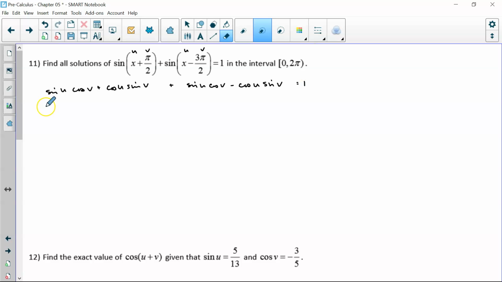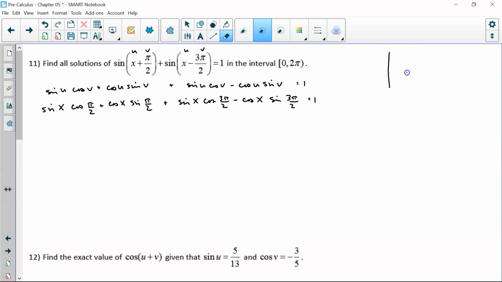So it's going to be for the first half, sine of x cosine of pi over 2, plus cosine of x sine of pi over 2, plus sine of x cosine of 3 pi over 2 minus the cosine of x sine of 3 pi over 2. Now looking at this, I'm not seeing a whole lot happening as far as canceling out yet.